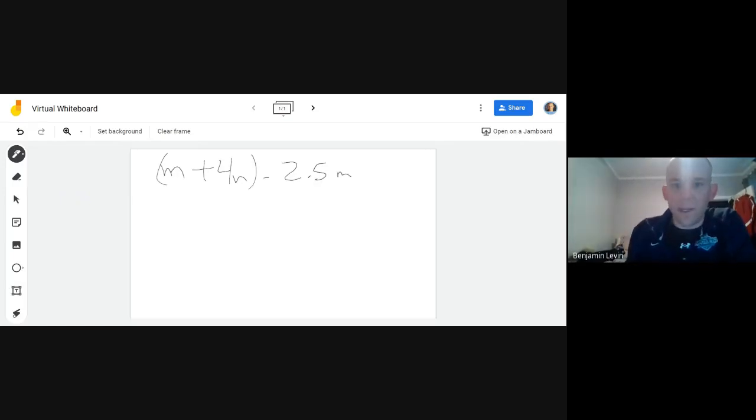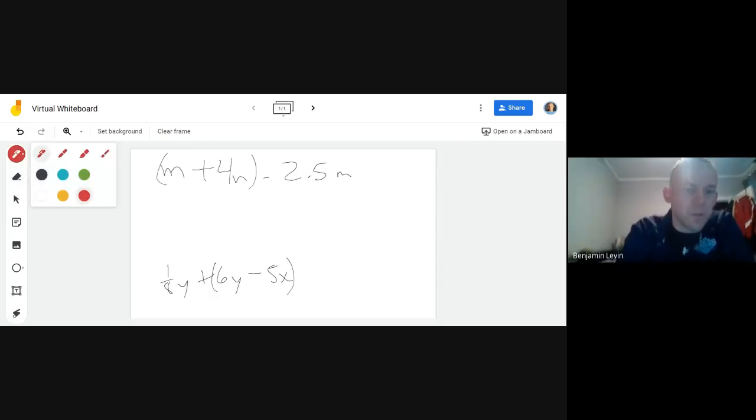And the second one is 1/8 y plus 6y minus 5x. All right. So what we need to do here is just combine like terms. I'm going to circle them in red, or underline them in red. We have m's and m's. We have 2 different m's, and they need to be combined.